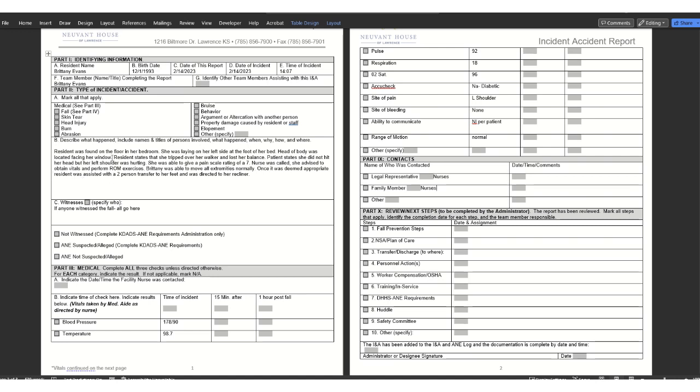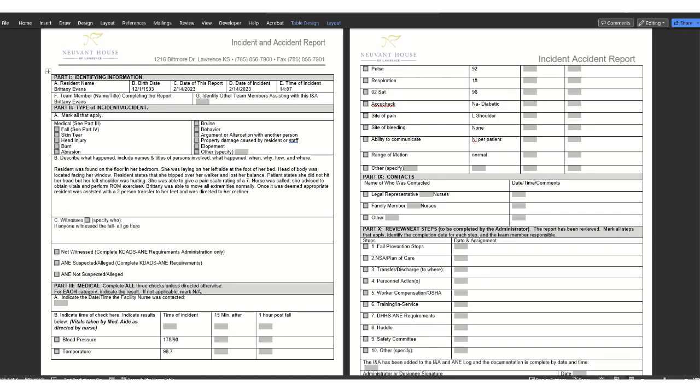Here I'm going to put resident states that she tripped over her walker and lost her balance. Sometimes residents are going to be able to give you information and sometimes they are not. So if they're able to give a statement, always put that in there as a reference point. Resident states that she did not hit her head, but her left shoulder was hurting. Well, we can say she fell on that left side, so that makes sense. She was able to give a pain scale rating of 7.